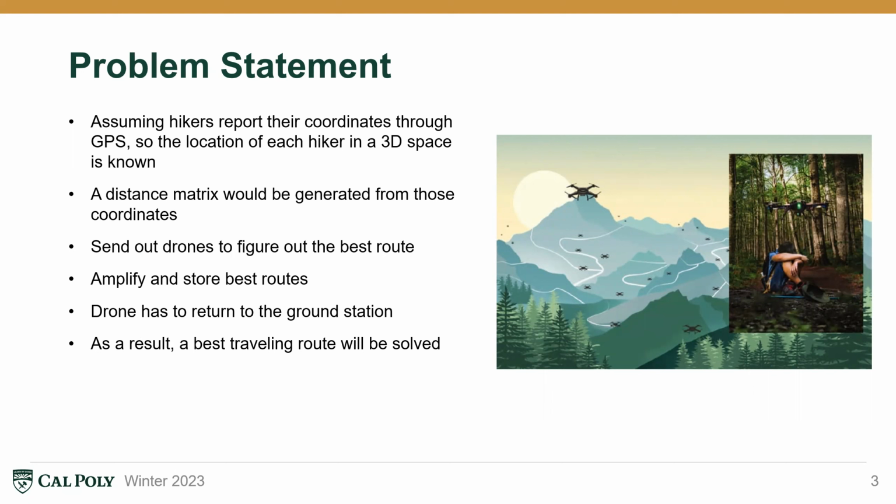And as we run the algorithm, in each iteration, a drone will be sent out. As the drone finds the best path that it travels, it will amplify that path and store it to the ground base. As the iterations continue, we'll be able to see a best route that allows the drone to travel in the shortest time, which also means that the rescue team could follow that route to get to every spot to get those hikers.